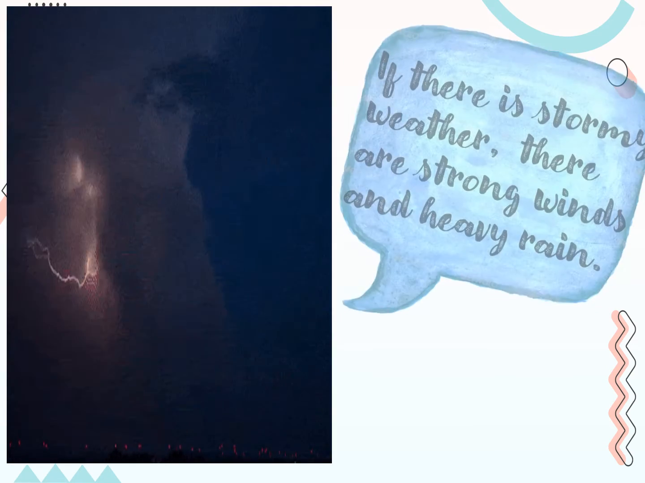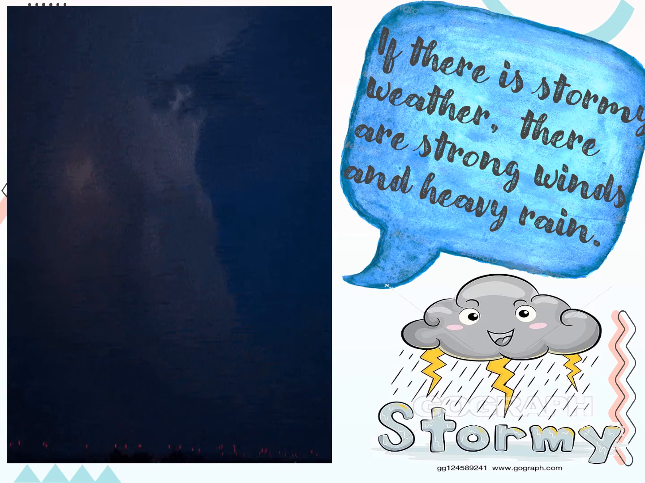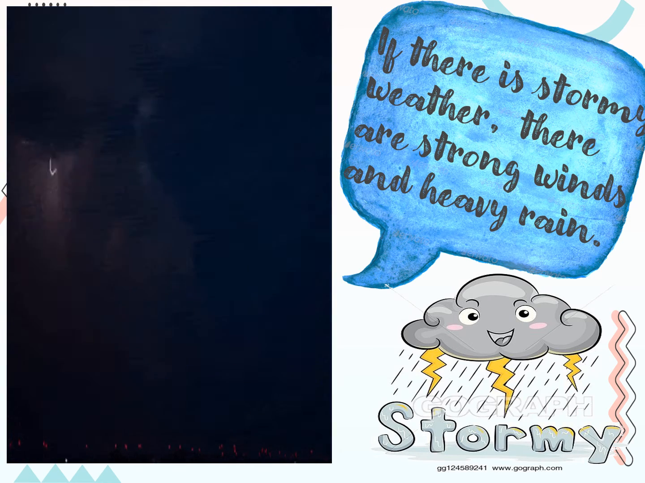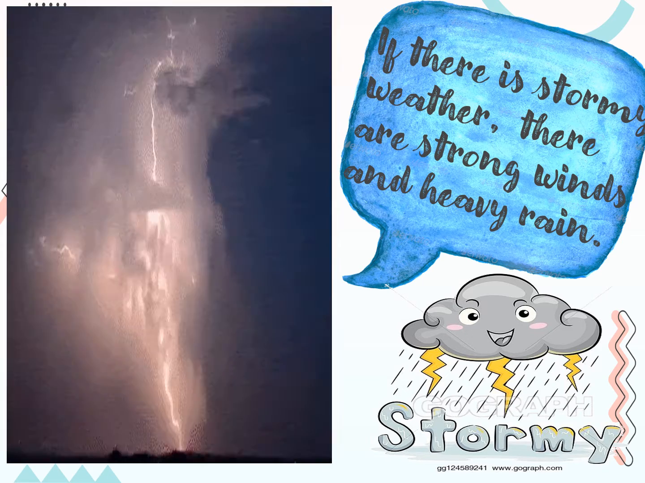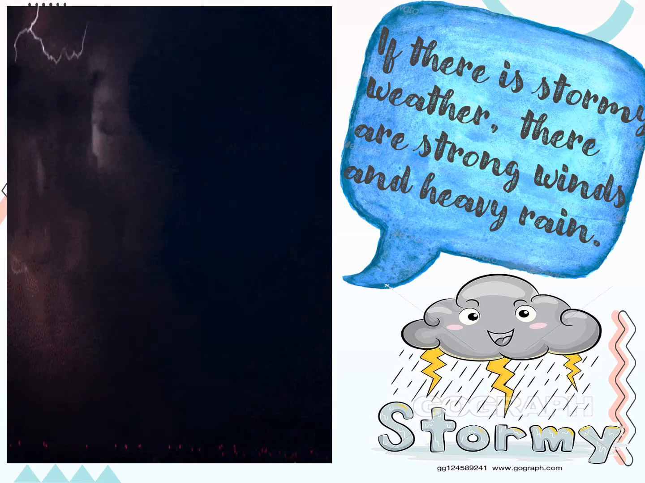How about this one? When there is thunder and lightning together with the water falling from the sky, this is a stormy weather. If there is stormy weather, there are strong winds and heavy rain.